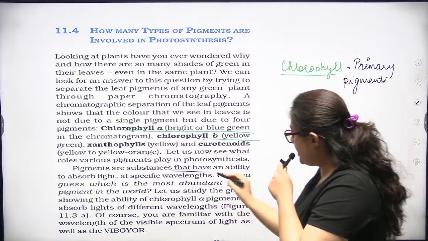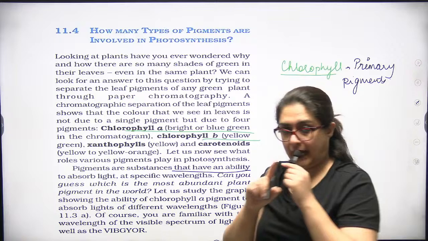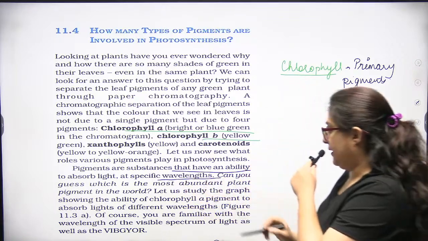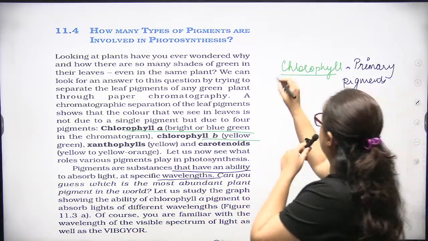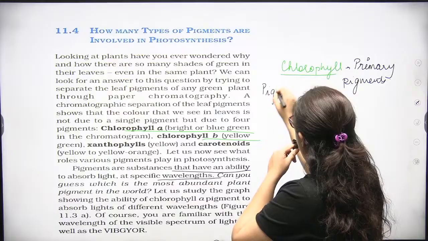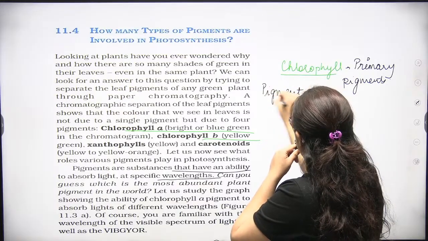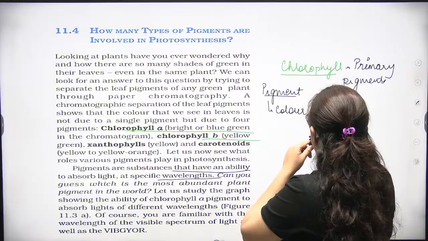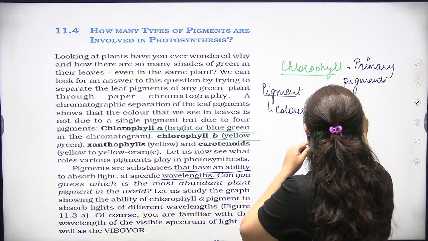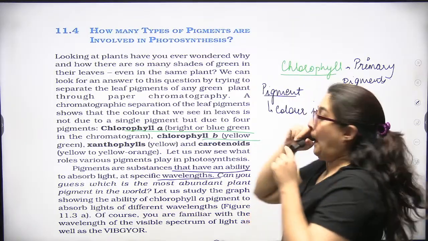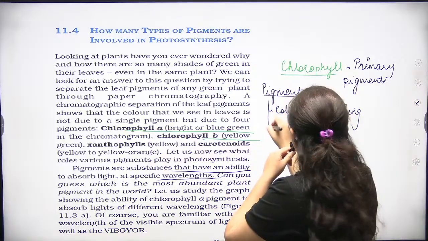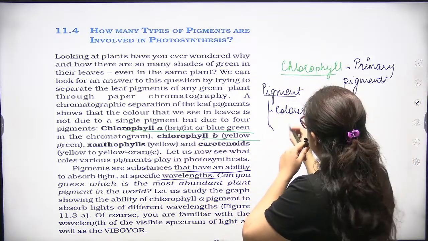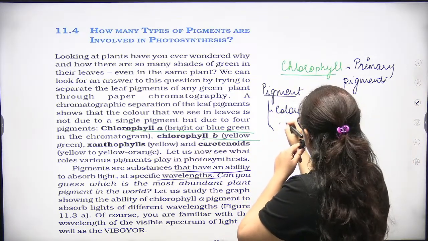Pigments are substances that have an ability to absorb light at specific wavelengths as well as to impart color. If there is a pigment in a plant, it has two functions: first, color imparting, and second, trapping sunlight.